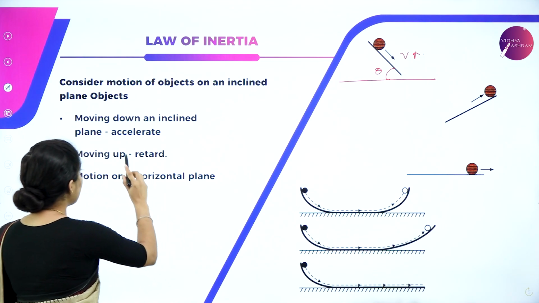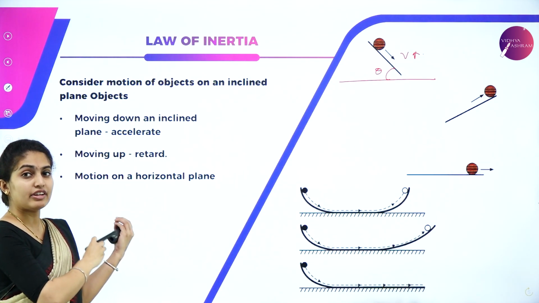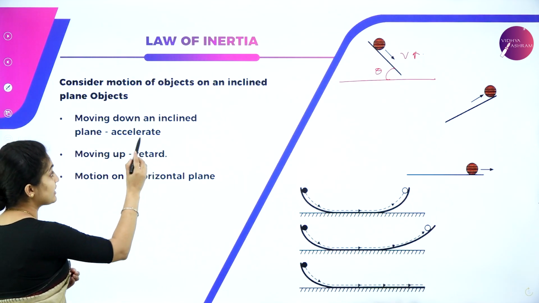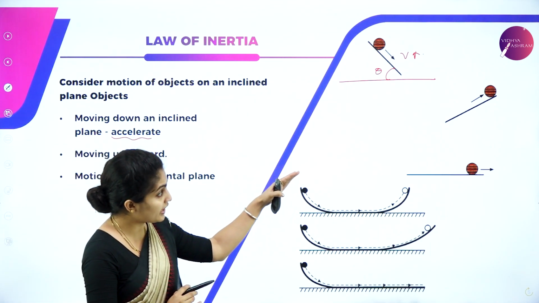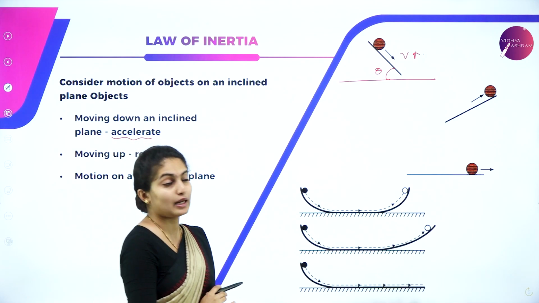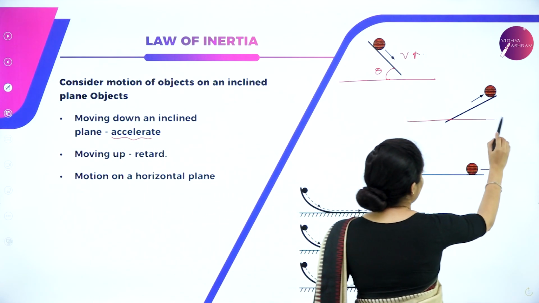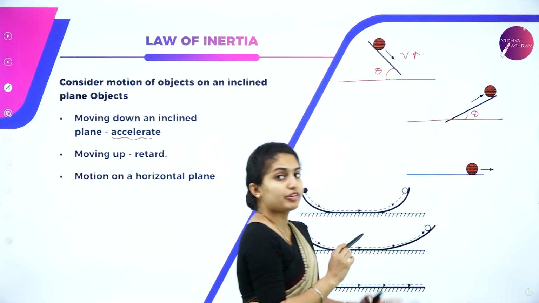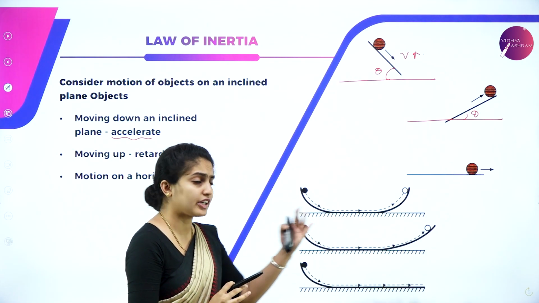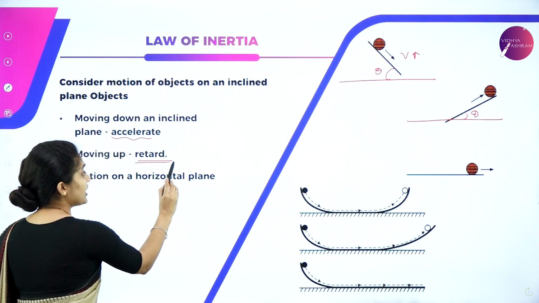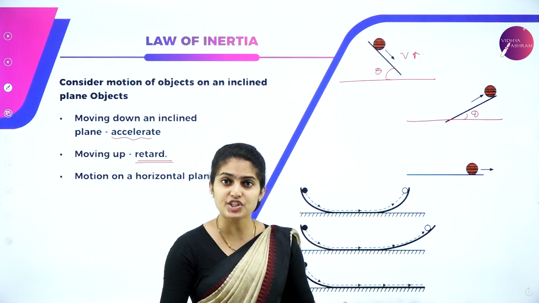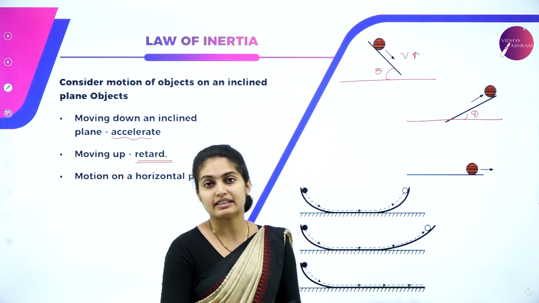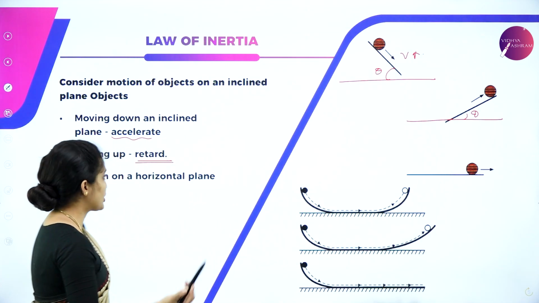So you can say that a body moving down an inclined plane is said to be accelerated. Suppose a body is allowed to move up the inclined plane, which is inclined at an angle theta again. Then any object which is moving up undergoes retardation. That means its velocity is changing in a decreasing manner. That is why it is called retardation.